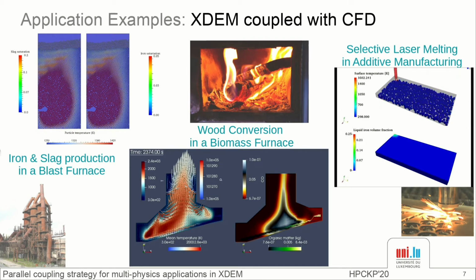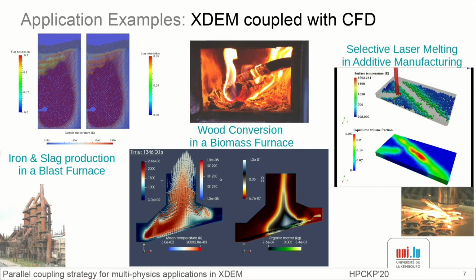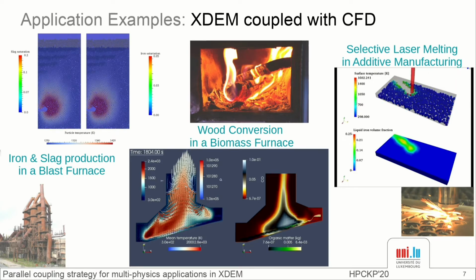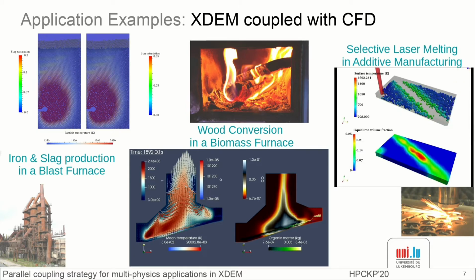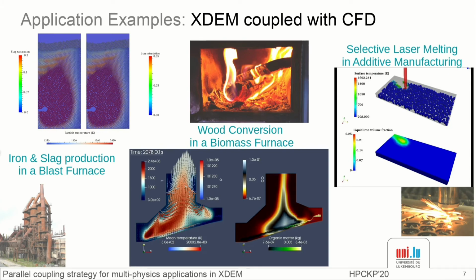In the middle, we simulate the wood combustion inside a biomass furnace. So what happens in that case is that the wood particles are rolling at the bottom of the furnace from the right to the left, and there will be a combustion of the wood that will be transformed to char and ashes. The hot gas flow will make the combustion of the particles possible, and also there will be a production of CO and CO2 that we can analyze thanks to the simulation.